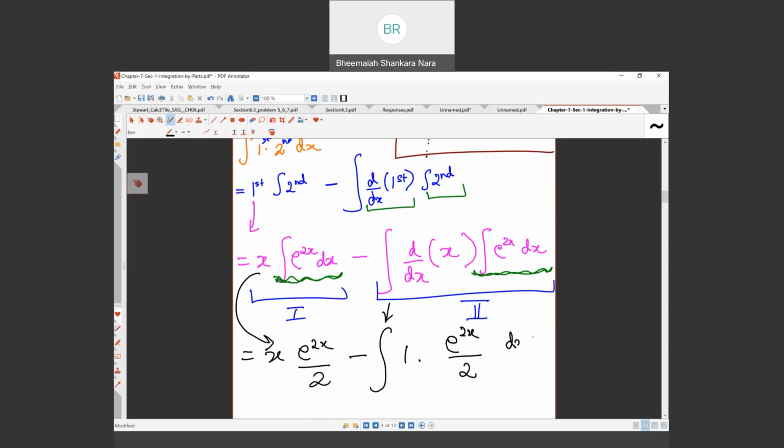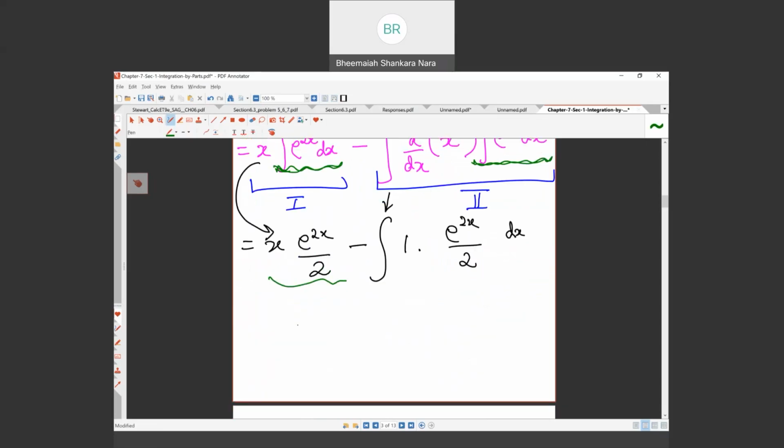Now, as you see, the first term is already simplified. So just bring it down. Let us simplify our second term. This 1/2 goes outside. And now we do this integration of e to the 2x. Integration of e to the 2x is e to the 2x divided by 2. Simplify a little bit. This is 1/2 x e to the 2x minus 1/4 e to the 2x.